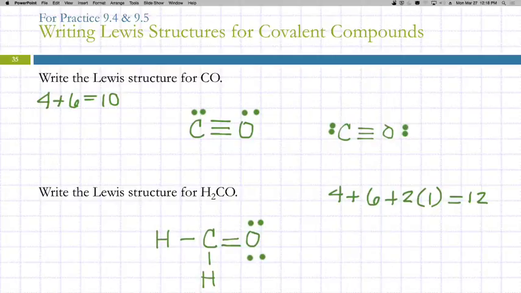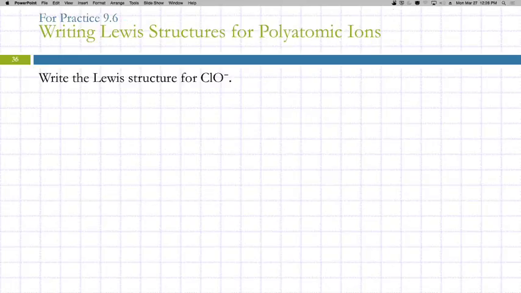Any other questions? Let's do an ion. What's the name of that ion? ClO minus. Hypochlorite. Okay, so again, the skeletal structure here is easy because it's just two atoms. They've got to be connected to each other.